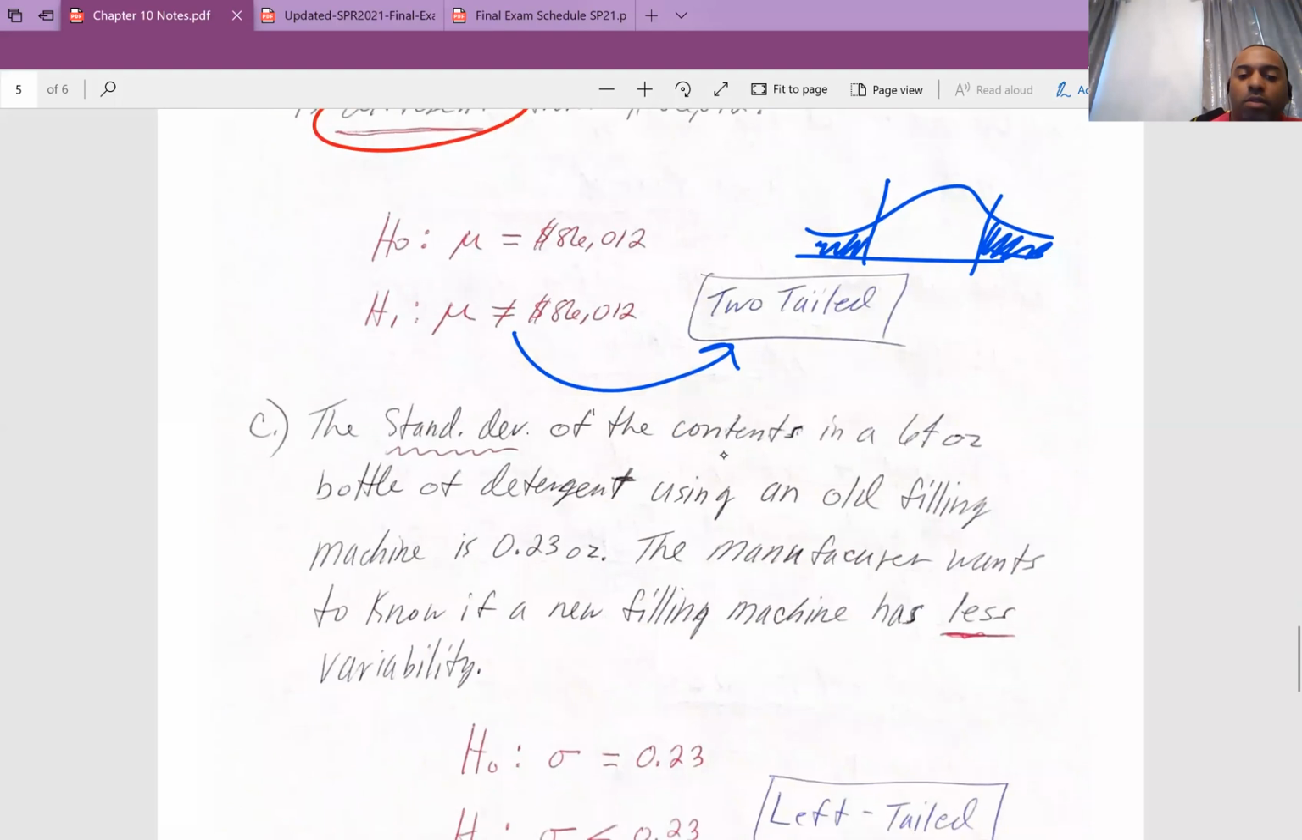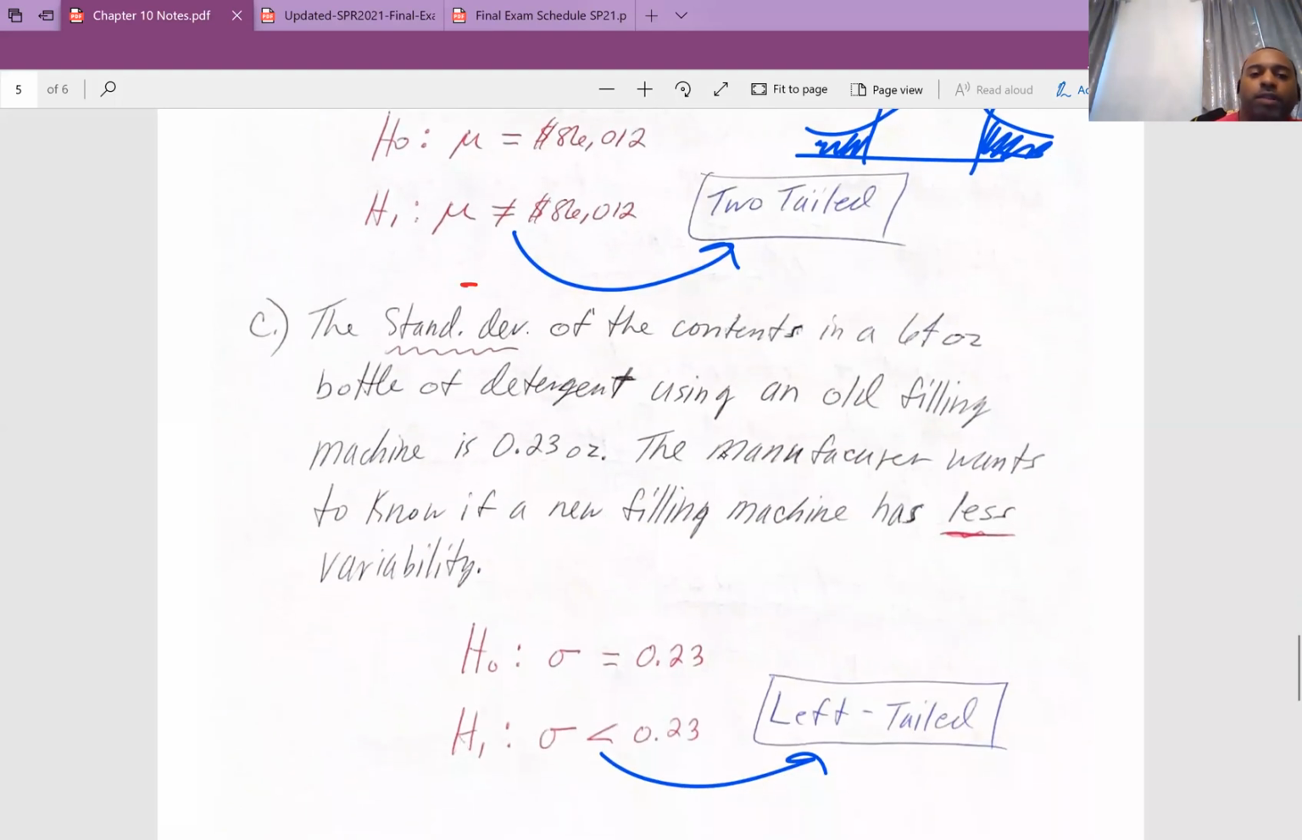All right, so we have a standard deviation here, so we use our standard deviation symbol. As always, that's equal. 0.23 is what we're using here as our comparison, and we want to know if it's less than, or has less variability. And so that means to be left-tailed. So greater than will be right-tailed, less than is left-tailed, and then not equal to is two-tailed.